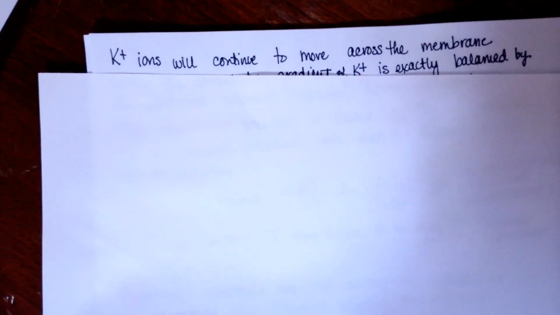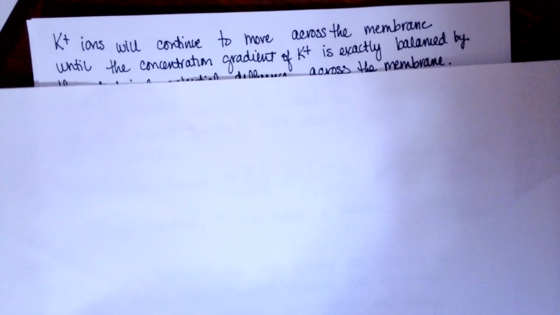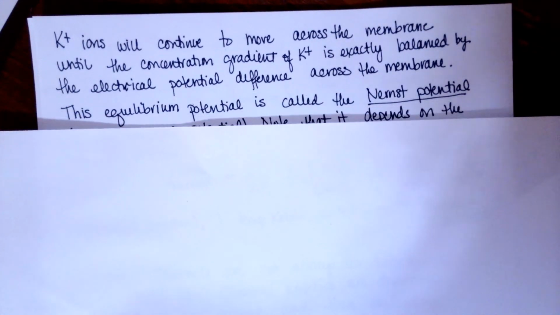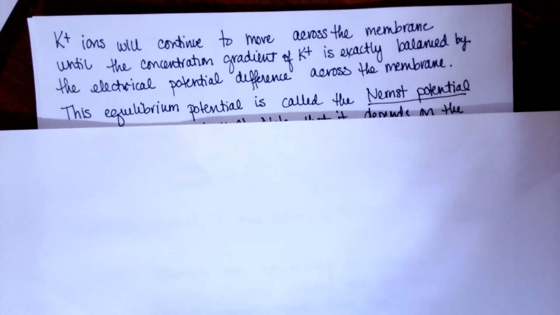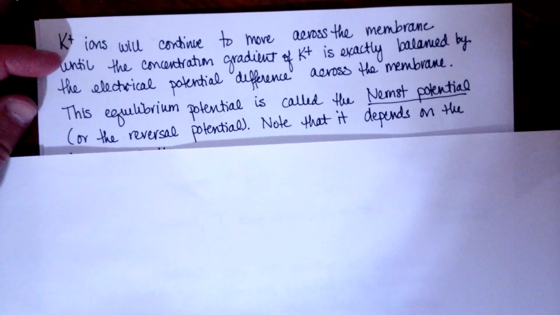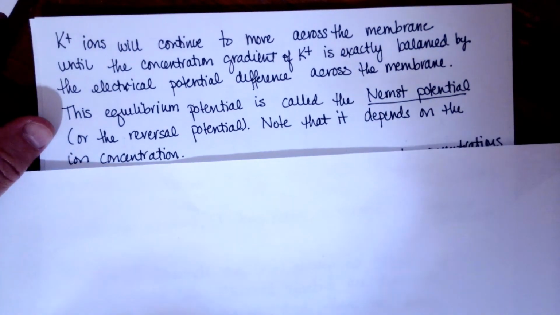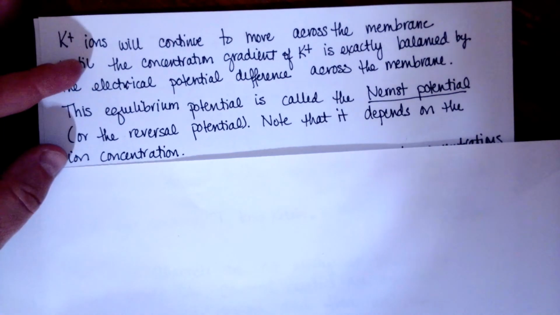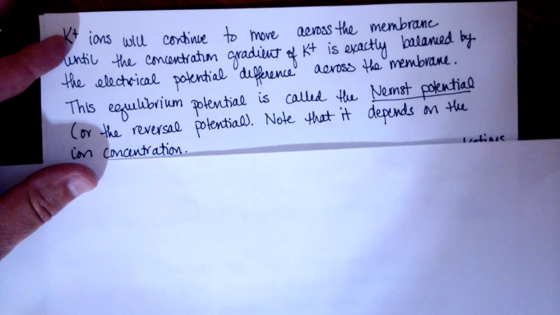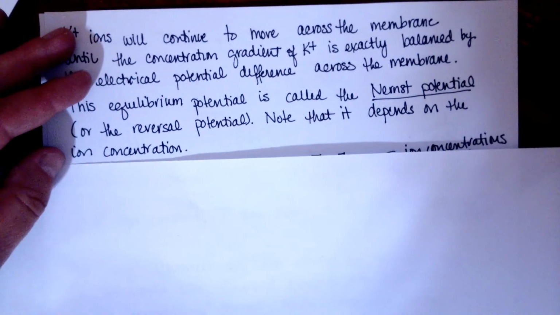All right, so potassium ions will continue to move across the membrane until the concentration gradient of these potassium ions is exactly balanced by the electrical potential difference across the membrane. This equilibrium potential, where these two forces are balanced, is called the Nernst potential, or the reversal potential. Note that this potential will depend on the ion concentration. All right, so it's going to depend on the ion concentration that we have inside and outside of the cell.